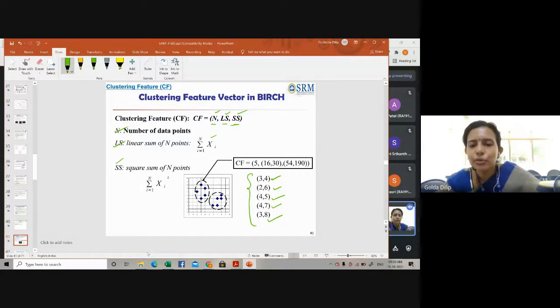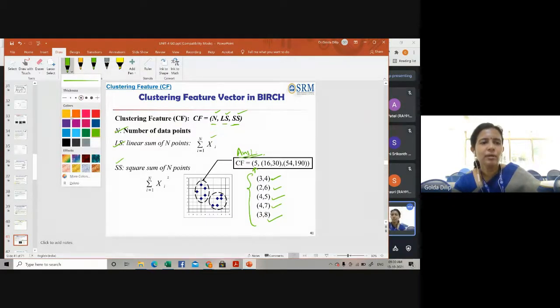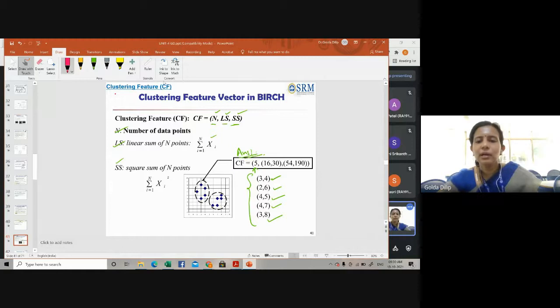So this is the answer given to you. How do you get this? What is this value 5? What is the first element in your three-dimensional vector? N is the number of data points. How is n 5 here? You have 5 points here, right? 1, 2, 3, 4, 5. So that's the reason why we have 5 here. This is the first one, n.